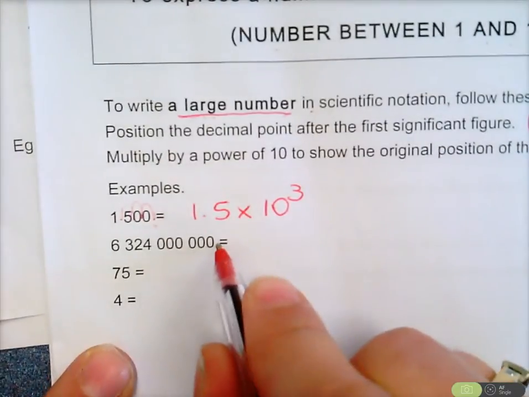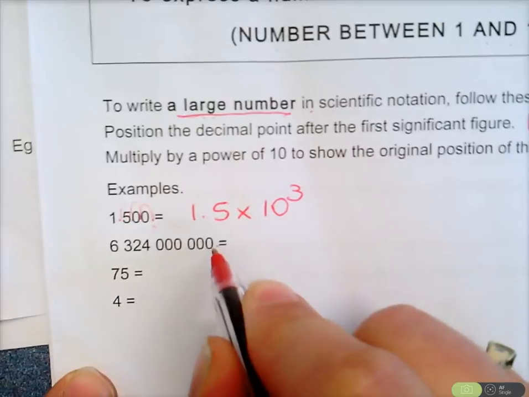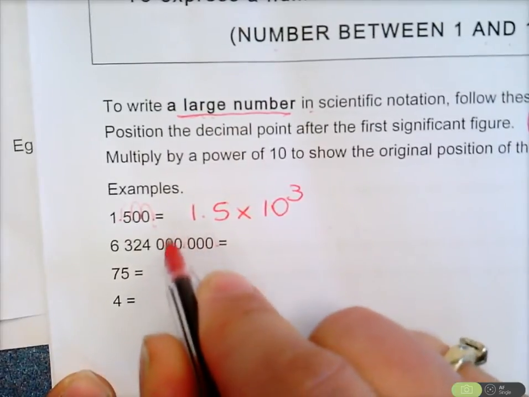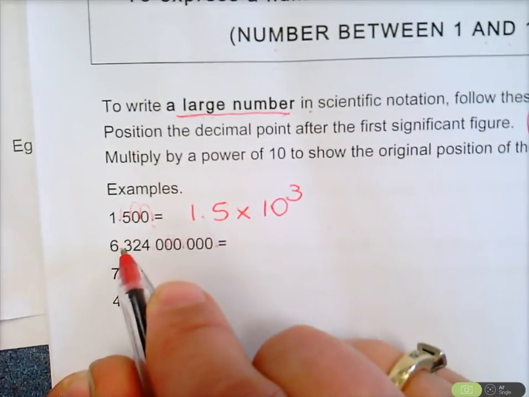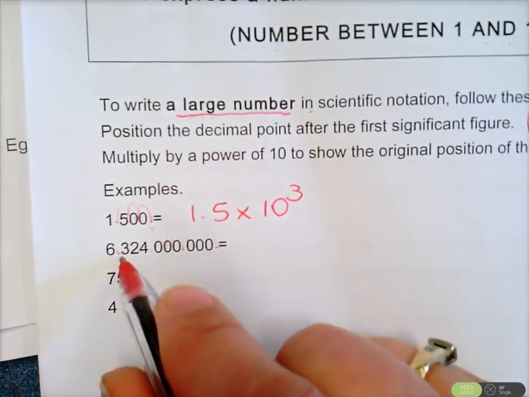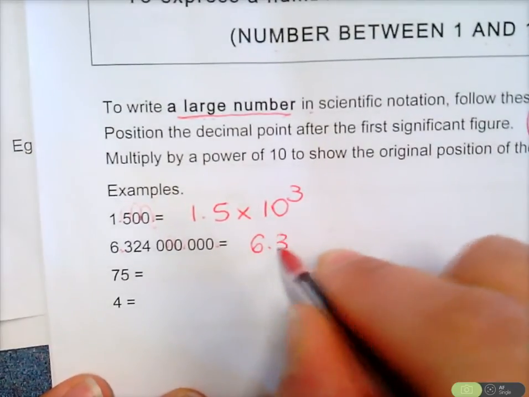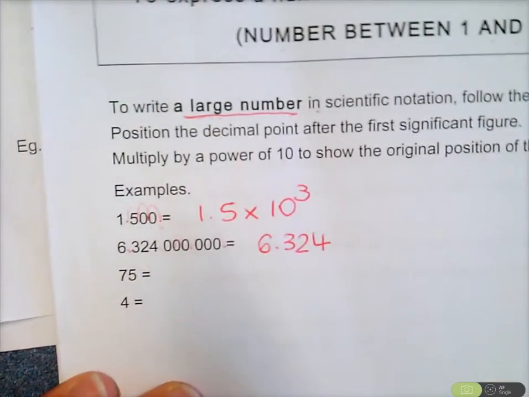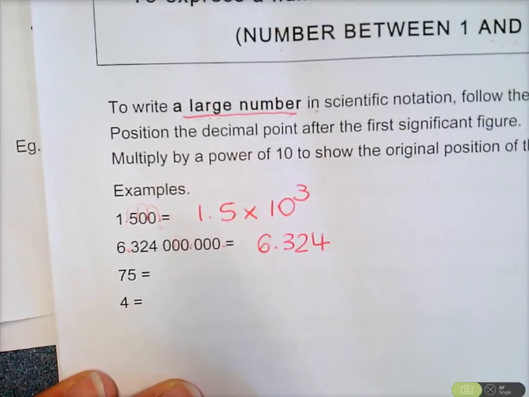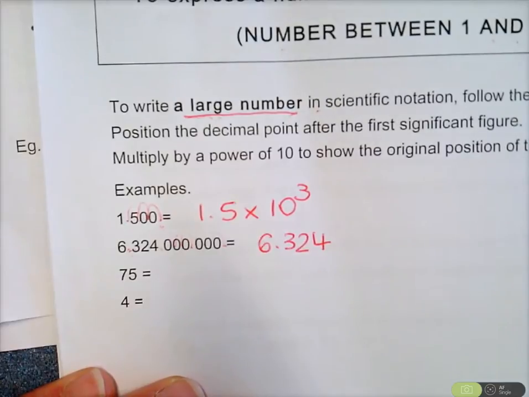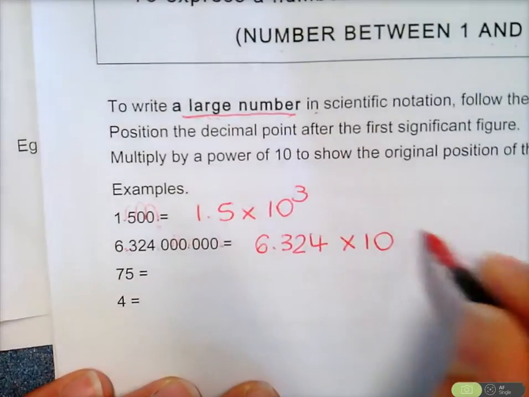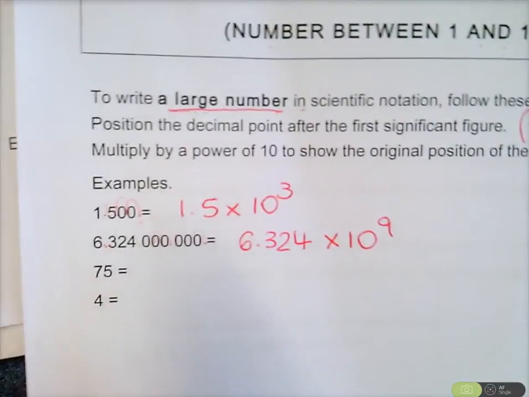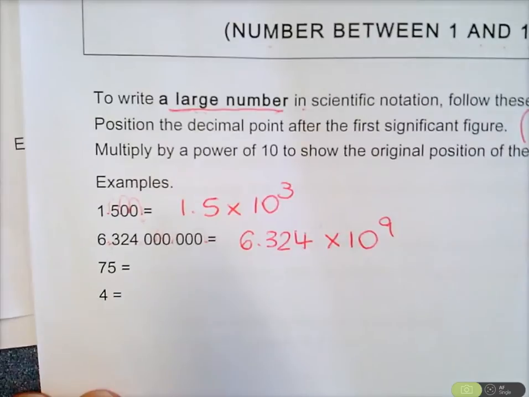So the next one, decimal point for whole numbers on the end. How many places? 1, 2, 3, 4, 5, 6, 7, 8, 9. If I stop there between the 6 and the 3, I've got 6.324. That's a number between 1 and 10, isn't it? Or I've moved it to after the first significant figure. I don't think you're going to remember that. If you just remember a number between 1 and 10, times 10 to the power of what? How many jumps did I do? 9. That's it.